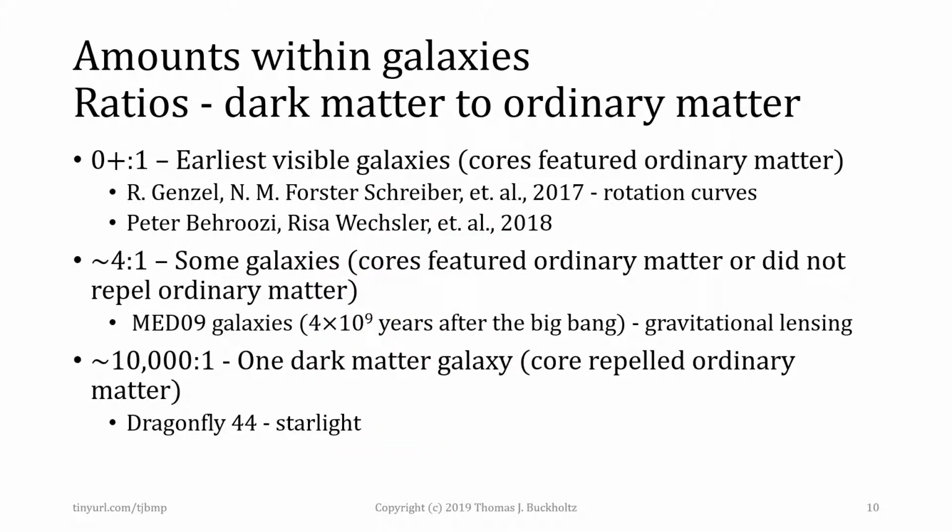Observations show that the earliest visible galaxies contain essentially no dark matter. We think that these galaxies had cores consisting essentially only of ordinary matter. Some galaxies have about 4 times as much dark matter as ordinary matter. We think that these galaxies formed around ordinary matter cores or around dark matter cores that did not repel ordinary matter. One galaxy has comparatively few ordinary matter stars. We think that this galaxy had a core that repelled ordinary matter.